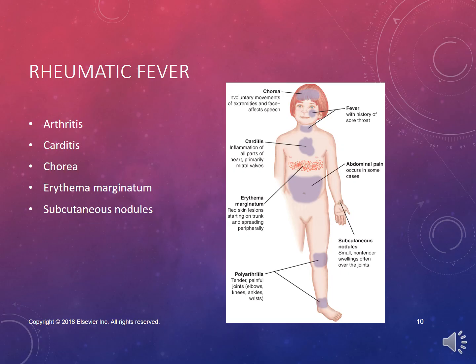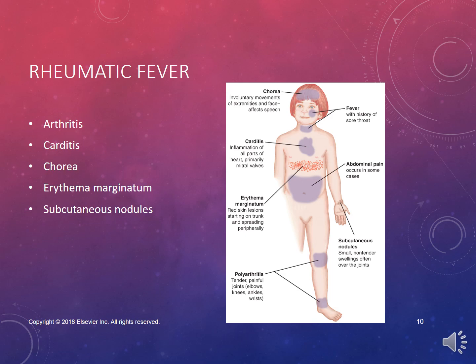Rheumatic fever is kind of a self-limiting thing, but serious damage can occur. Our manifestations are going to include arthritis in more than one of the larger joints, carditis, which is inflammation of the heart and its structures. Now, this carditis can be subclinical, so you may not be able to tell, and it's often only diagnosed by the presence of a murmur.